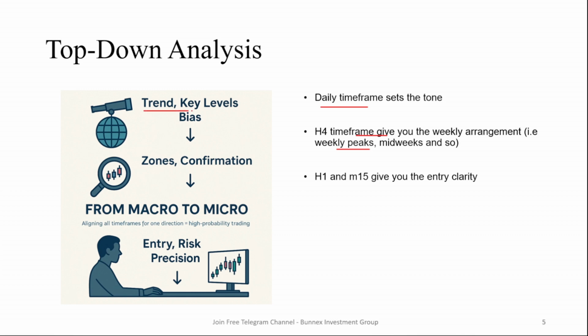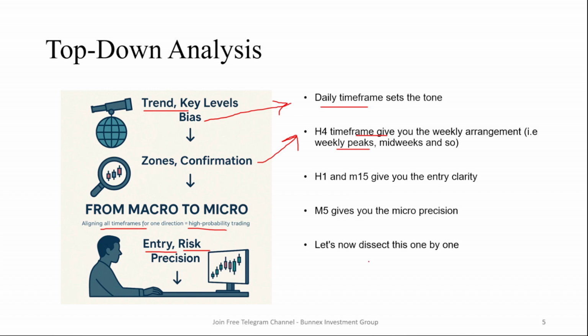So basically we are saying this all boils down to these particular illustrations. Trend, key levels and bias are obtained from the daily time frame. Zones and confirmations are obtained from the H4 time frame. Then we are now moving from macro to micro, where we are aligning all time frames in one direction for high probability trading. With that, you can now calculate your risk with high precision. So let's now delve much more into this.